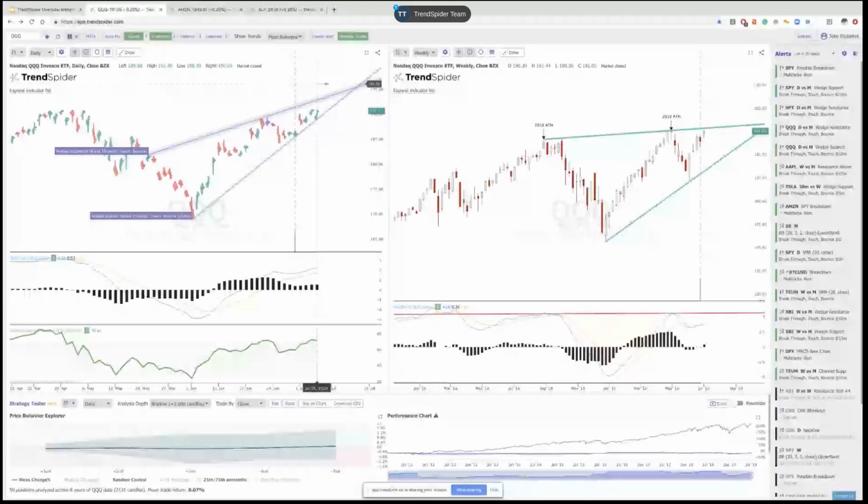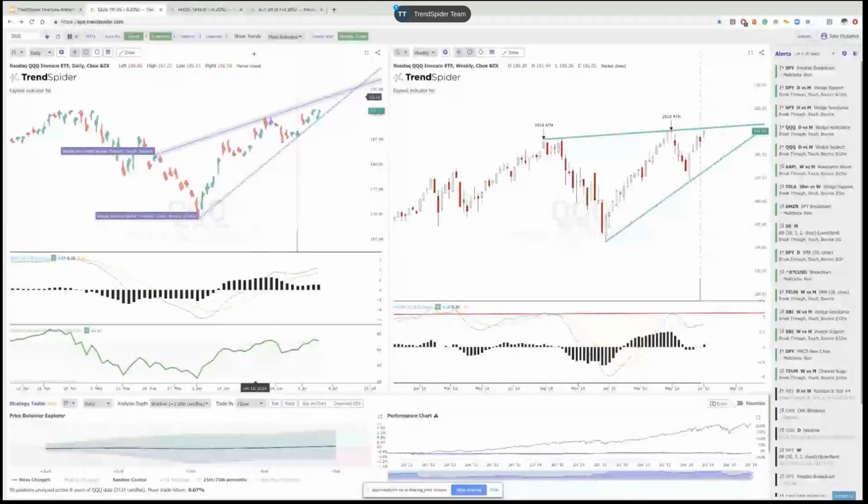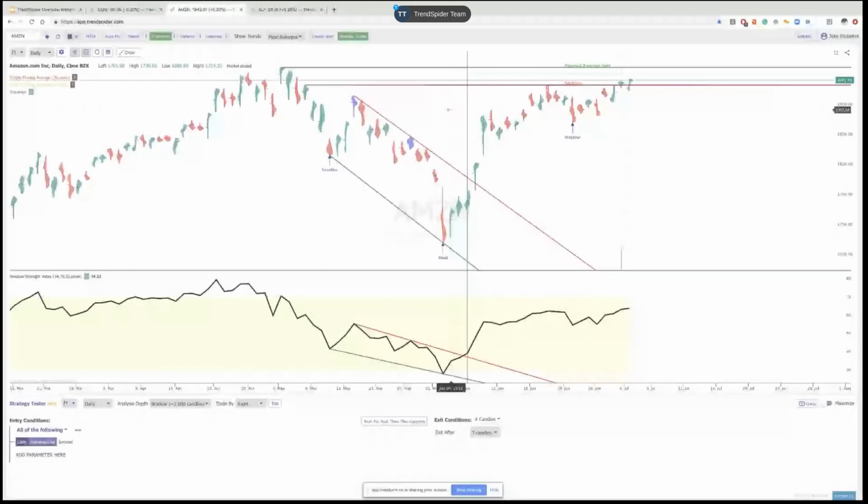So going into the raindrops, I am going to focus on Amazon, and a couple things about Amazon which are kind of interesting, and you can really see this across a lot of the FANG stocks. We've got this interesting inverse head and shoulders here on the daily, where we've got our shoulder here, our head, and then our second shoulder.